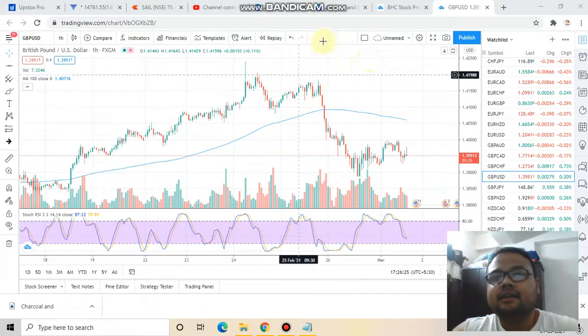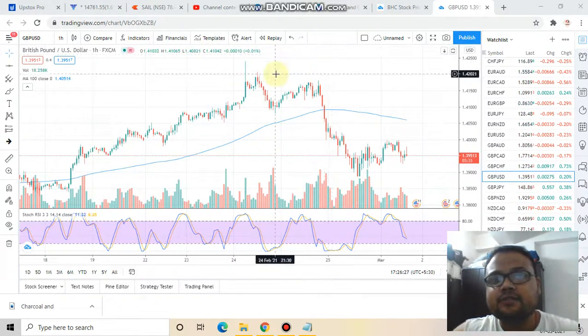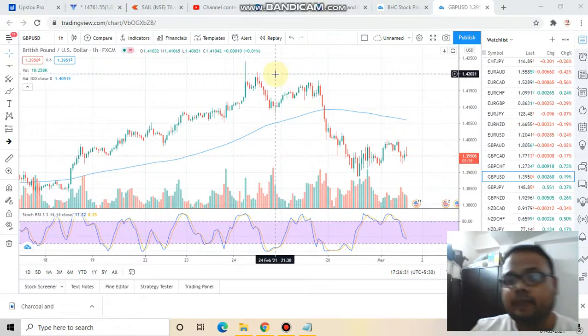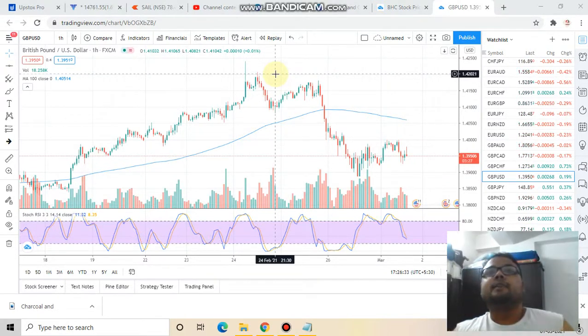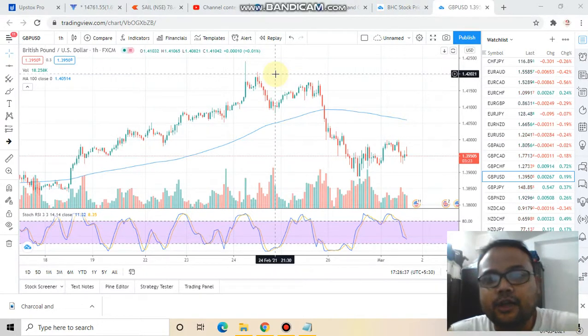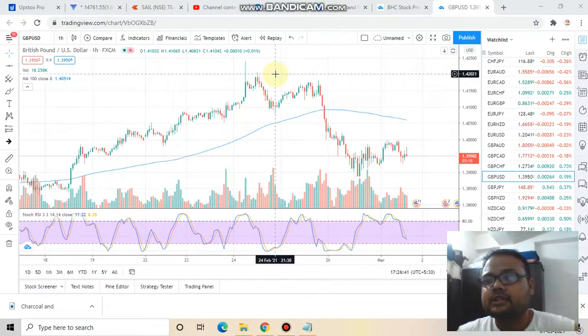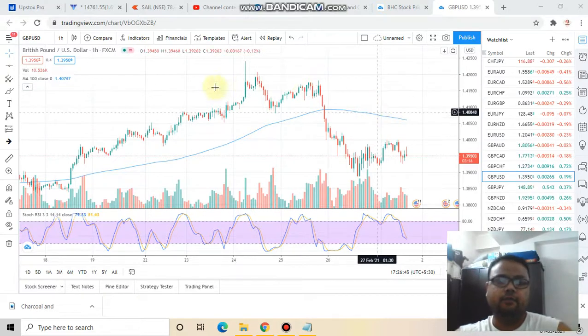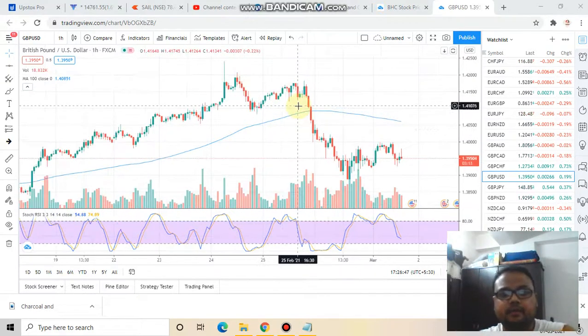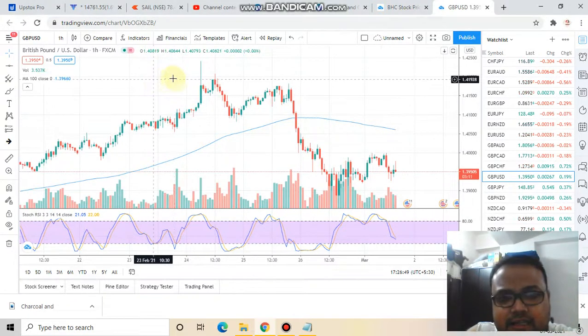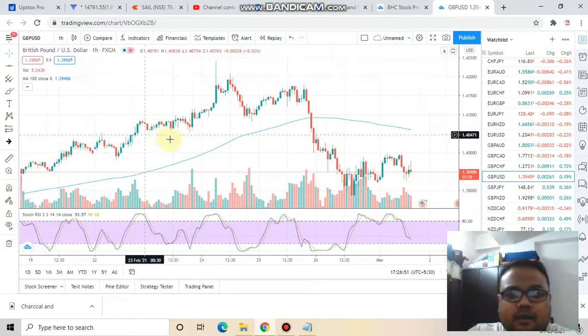Okay. So this analysis is for 1st March 2021. That means Monday. Okay, for today only. Tomorrow I'll be coming down again with tomorrow's analysis, but this analysis is for today only. Okay. So we can see that right now market is trading at 1.3950 level, and if you look at the chart, then things are not very clear to us.